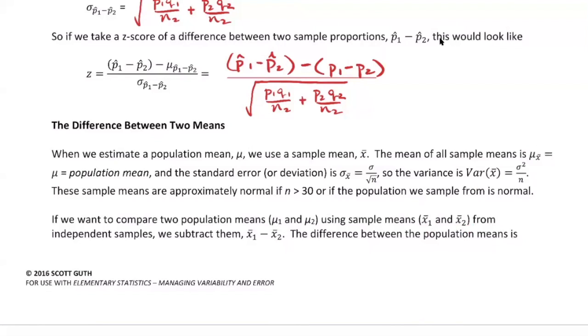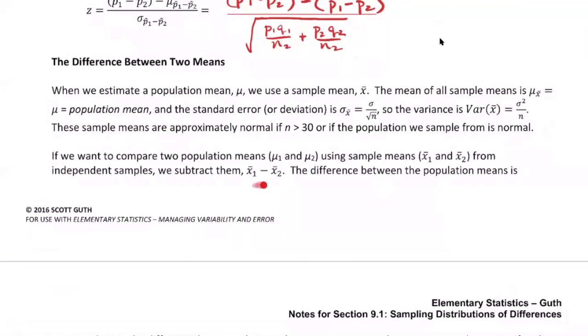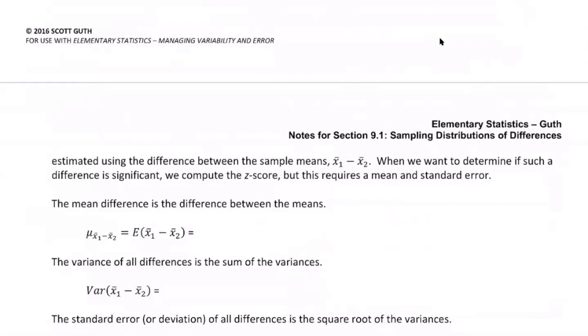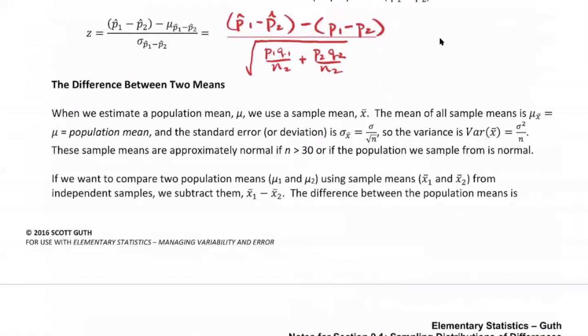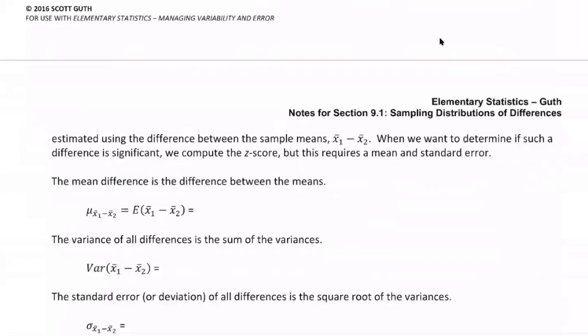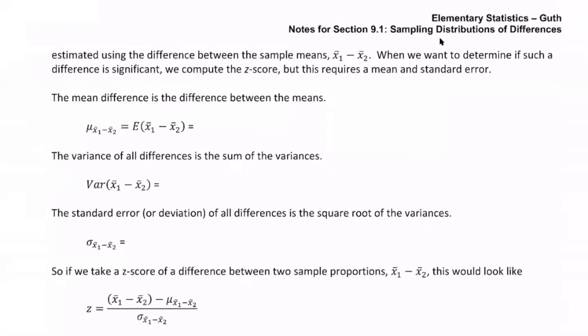If we want to compare two population means, mu1 and mu2, using sample means, x bar 1 and x bar 2, from independent samples, we subtract those two sample means. The difference between the population means is estimated using the difference between the sample means. When we want to determine if such a difference is significant, we compute the z-score, but this requires a mean and a standard error. And again, remember, mu is a population mean, and the variance in a sample mean is sigma squared over n. So the mean of all differences we need first. So that's the expected value of differences. And expected value of differences is the difference of two expected values.